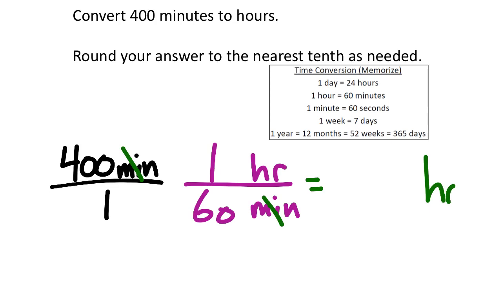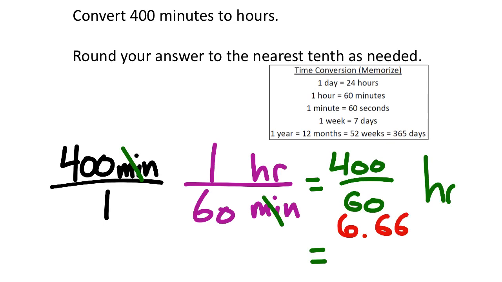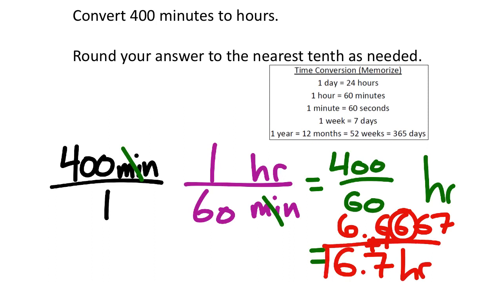So the numerator, 400 times 1 is 400. The denominator, 1 times 60 is 60. And I'll type this into my calculator. 400 divided by 60. And that'll give me the decimal. 6.6 repeating. It said to round to the nearest tenth, so you get a bunch of sixes here, and then maybe a 7, but I rounded to the nearest tenth. I see that the 6 in the hundredths place value is 5 or more, which means I need to add 1 to my tenths, making that 6.7 hours after rounding.